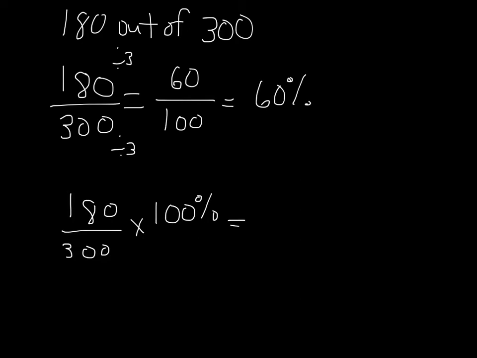And of course, I think we recognize that I can divide both of these by 100 with cross simplification. And then 3 goes into 180 60 times. And I get 60 times 1. And I get 60% that way too. Both of those methods work.